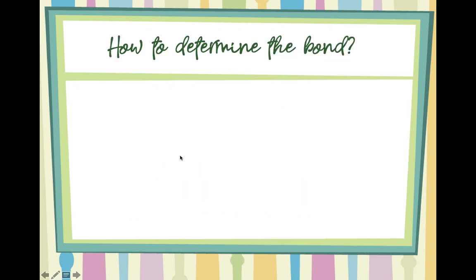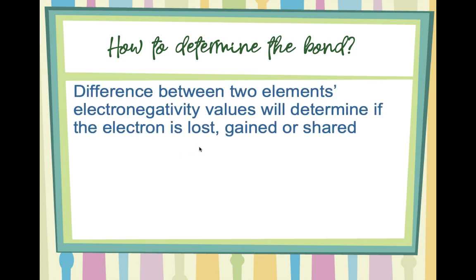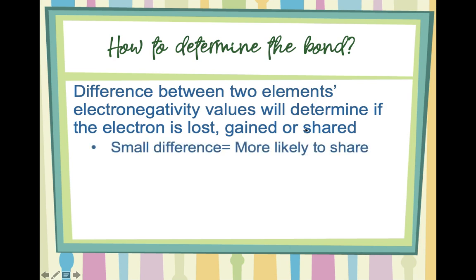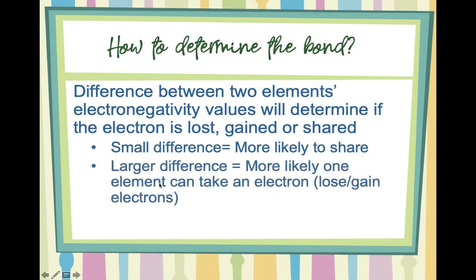Okay, so then how do we determine that bond? How do we decide if it is polar, nonpolar, or ionic? Well, it's again based on electronegativity values. When you look up the values between two atoms that are bonding, the difference between them will decide: is the electron actually lost? Is there something being gained, or is it being shared? A small difference between the two values means it's more likely to share, and a larger difference means it's more likely that one atom can actually take away an electron, meaning one loses and one gains. And that's what we're going to focus on next.